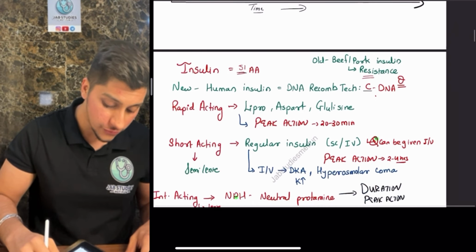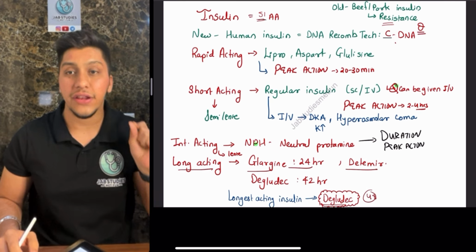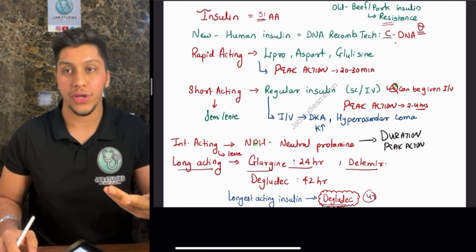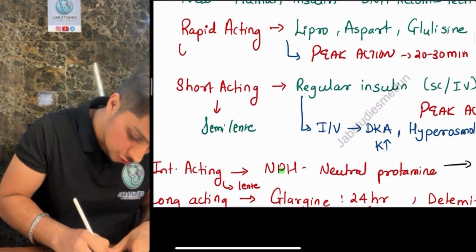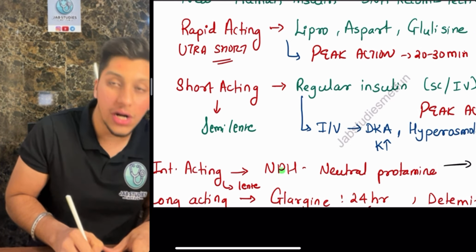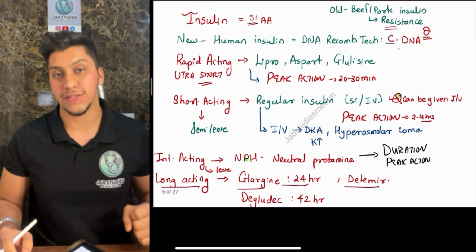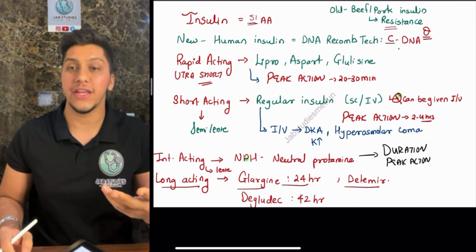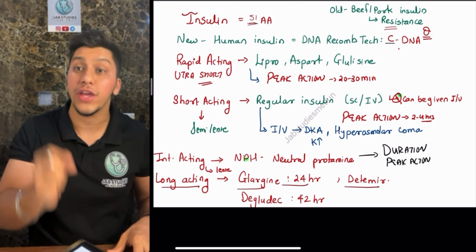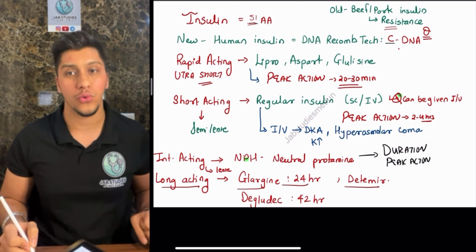So what are the types of insulin? Insulin can be divided in broad terms into 4 parts. One is the rapid acting, also known as ultra short. Examples of the rapid acting or ultra short are Lispro, Aspart, and Glulisine. The thing about these insulins is that their onset of action is very fast, which is 20 to 30 minutes, and they can last for around 3 to 4 hours.